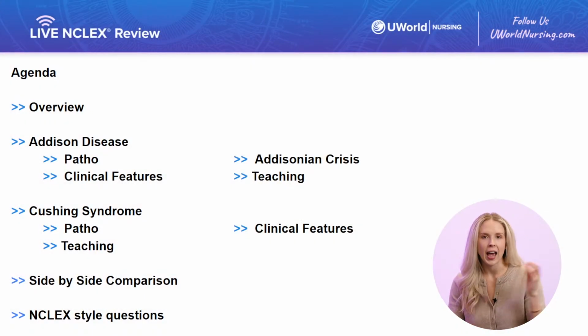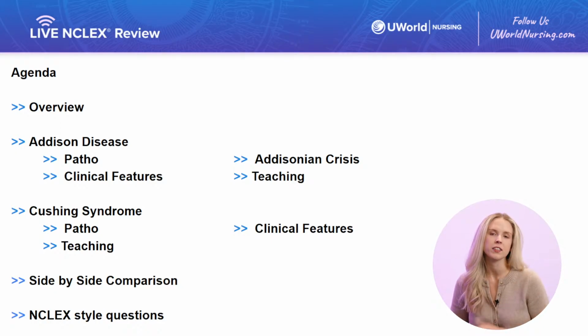So today we're going to be taking a closer look at Addison disease versus Cushing syndrome. I like to think of these two disorders as sort of like a yin and a yang. They're going to be inversely related to one another, meaning they're like opposites.